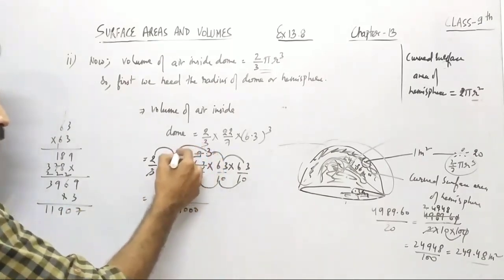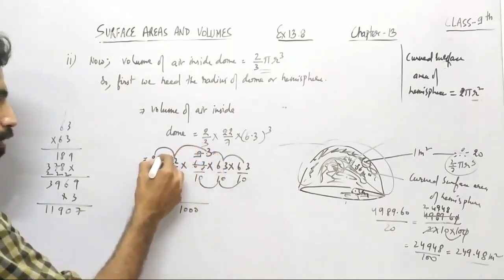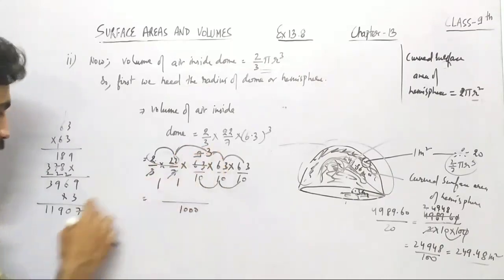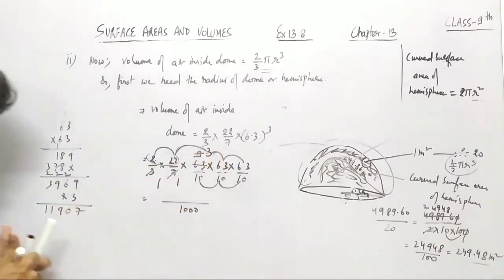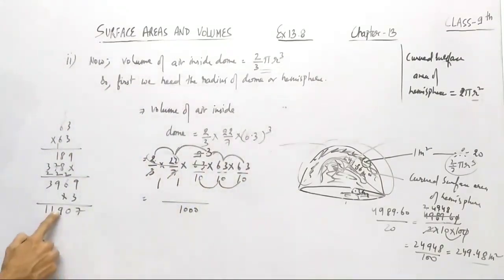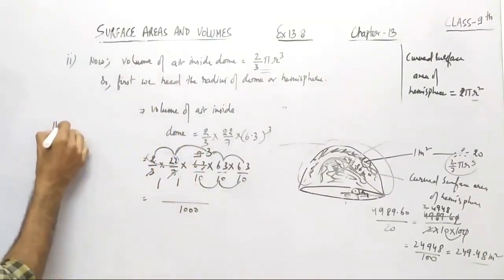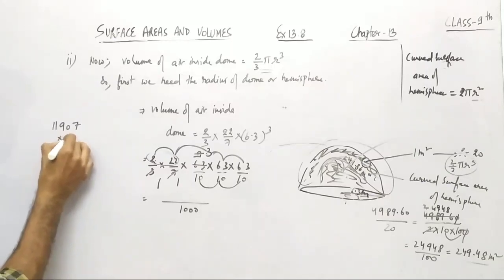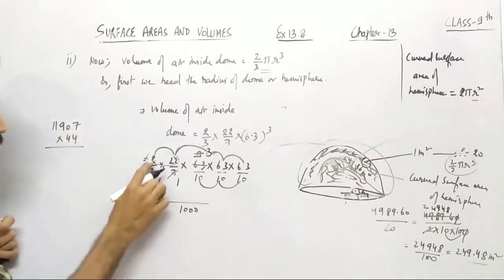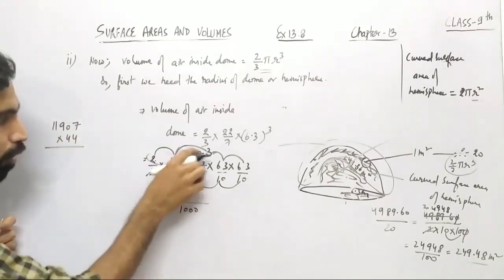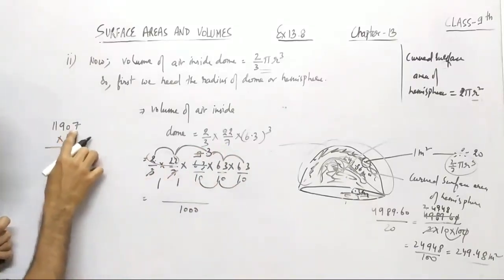Then you have to multiply by 22 into 2, that is 44, right? So we have to multiply this by 44. Let me make some space here. So 11907, remember this. So 11907 multiplied by 44, right? So this is what is remaining here, 2 into 22, 44. By this, you can see 11907.